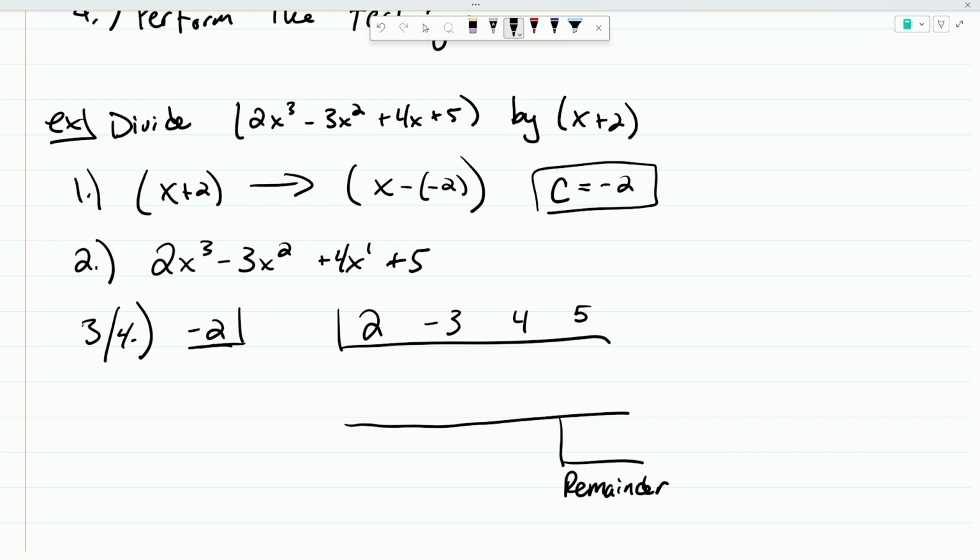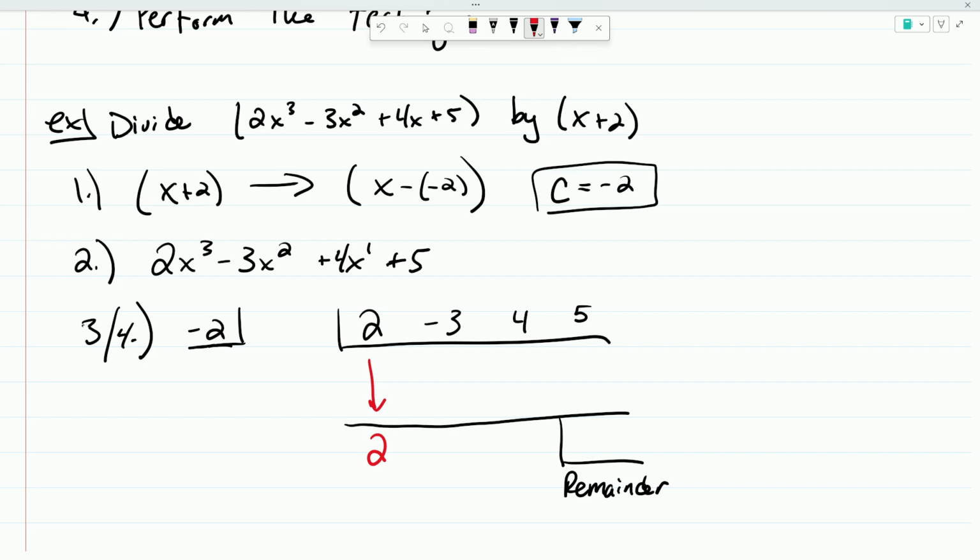Okay? And now here's the technique, and this is where I said I can write this out, but it would be like a wall of text. So maybe just watch, rewind the video, watch again, rewind the video, do it yourself along with the video. That way you kind of get the flow of this. But the first thing we always do is we drop down this first number. No matter what, just drop it down.